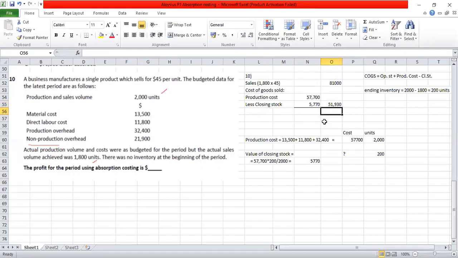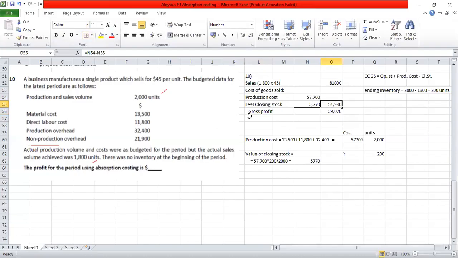This cost of goods sold has to be deducted from sales. So that is 81,000 minus 51,930, which gives the profit. So gross profit is 29,070.